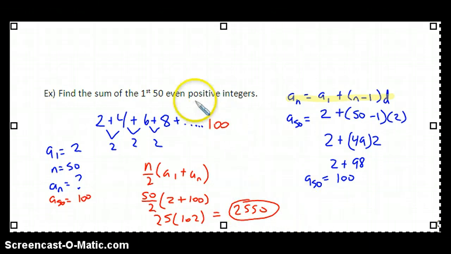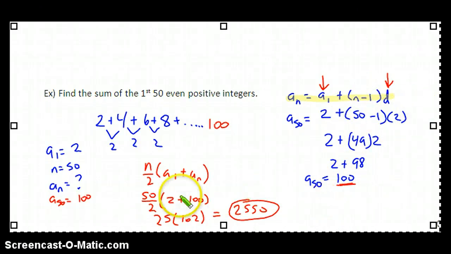So again, what made this problem a little bit more difficult than the previous one is I didn't know what my 50th term was. So I could take the time to list these out, 50 terms if I want. Again, that's going to be time consuming. So use the formula to find the 50th term of a sequence because you do know the starting value and you did know the common difference. And then we knew we were trying to find the 50th term. So that's how we were able to get that as 100.